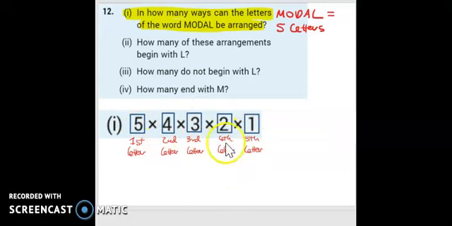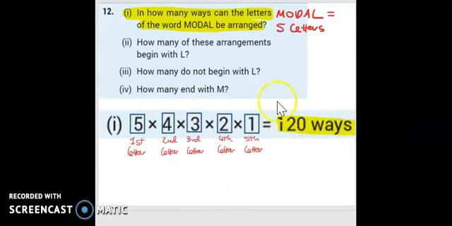And 5 times 4 times 3 times 2 times 1 is 120 ways. So there's 120 ways that we can arrange the letters of the word modal. So this is actually 5 factorial.